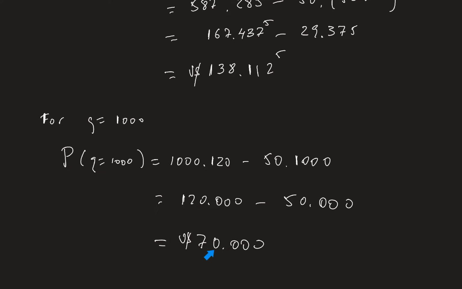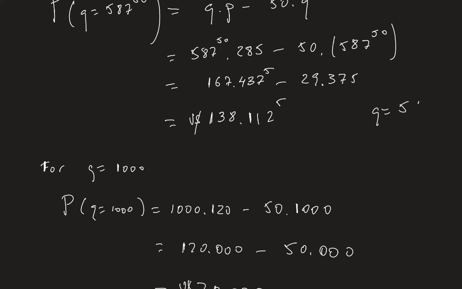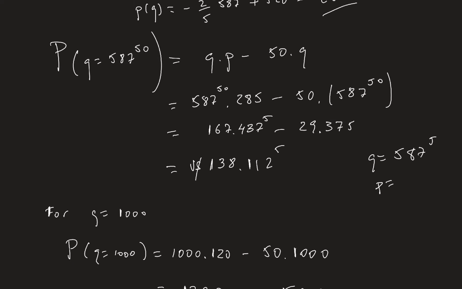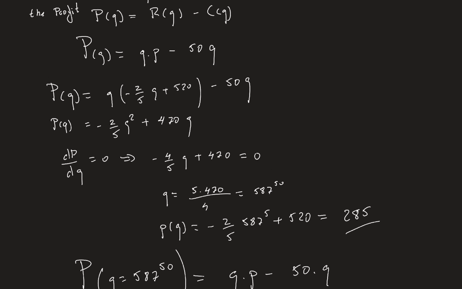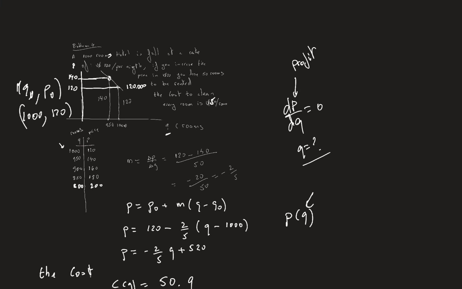So the best position is when Q is 587 for this problem. For the problem on the exam, you have to figure out how to do it. Q is 587 and P is $285. So, as I said, if you don't catch this problem now, leave it until the end. The last problem is this one that is a little bit more difficult.